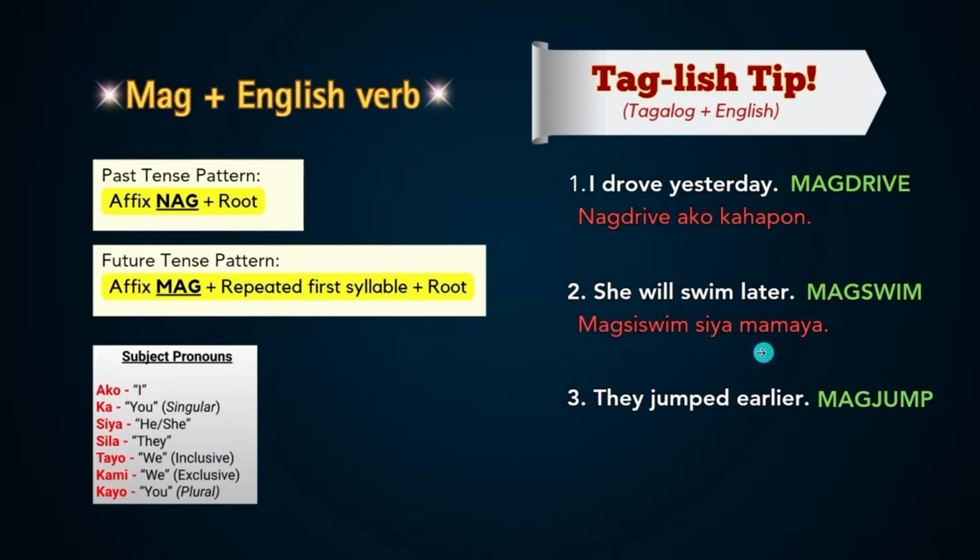Magsiswim siya mamaya. So again, for the future tense conjugation of a mag verb, it's mag plus the repeated first syllable plus the root. Magsiswim siya mamaya. She will swim later.